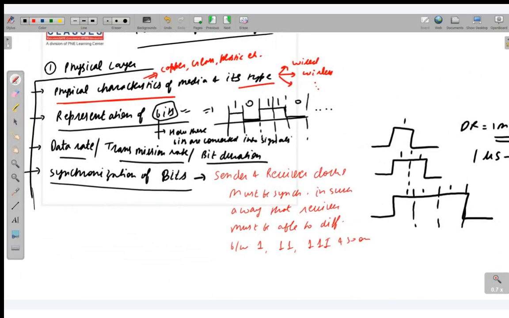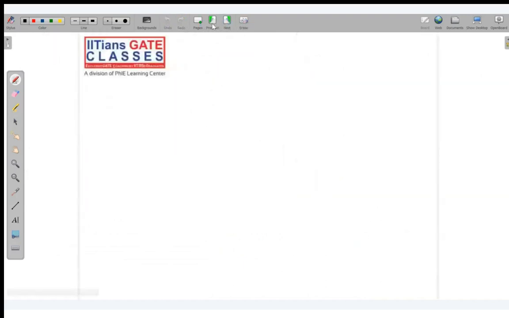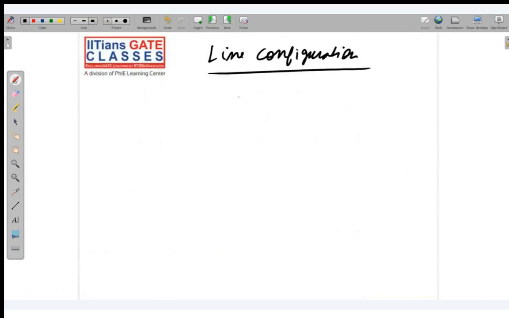Okay, so next is line configuration. What do you mean by line configuration? Line configuration means point to point or multi point. Line configuration is of two types. Let me do that on the next slide, otherwise it will become messy. Line configuration is of two types, point to point and multi point.